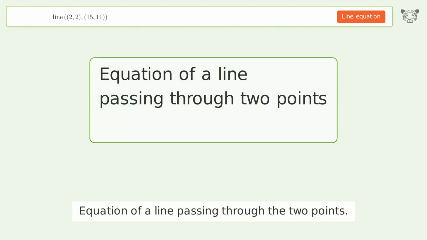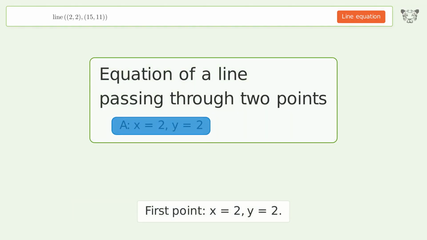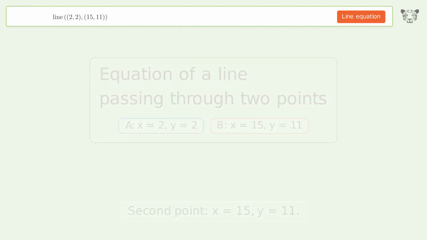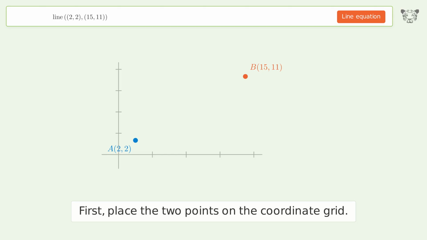Equation of a line passing through 2 points. The first point has x equals 2, and y equals 2. The second point has x equals 15, and y equals 11. First, place the 2 points on the coordinate grid.